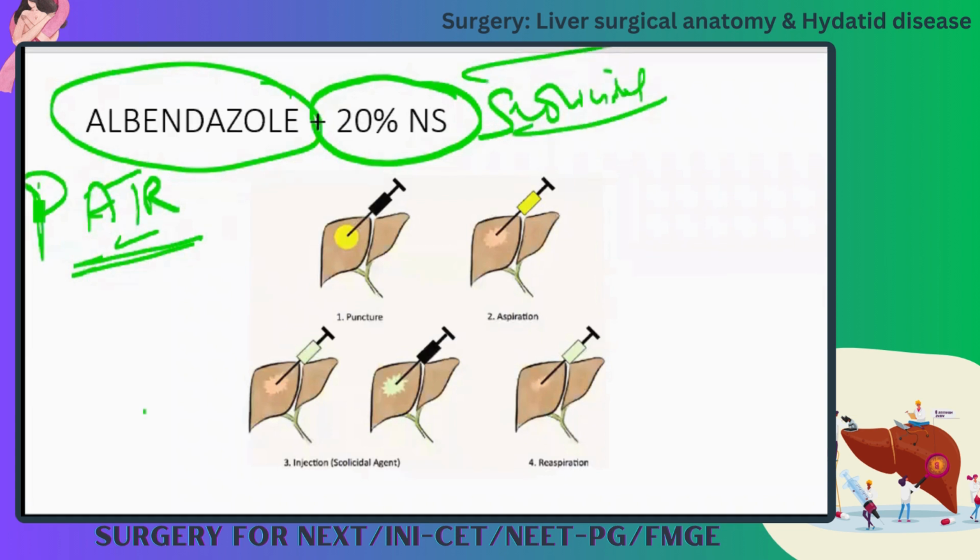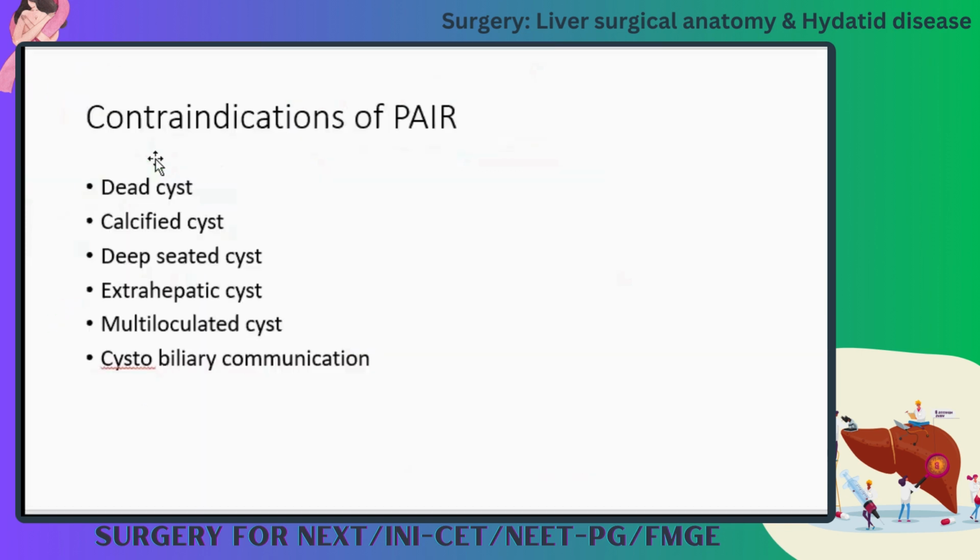Scolicidal agent, that is 20% hypertonic NS. Normal NS is how much? Normal NS is 0.9% concentration. So here you are giving 20% hypertonic saline, or you can give betadine. We'll inject this inside, aspirate and inject, and again you have to re-aspirate it. This is known as the PAIR technique: puncture, aspirate, inject, and re-aspirate.